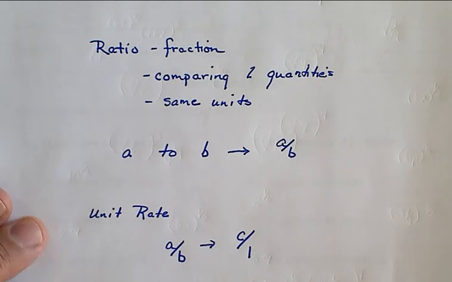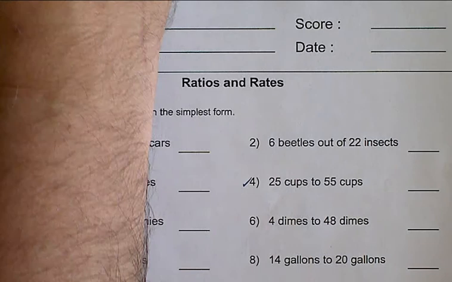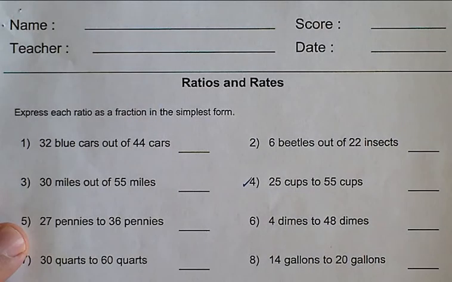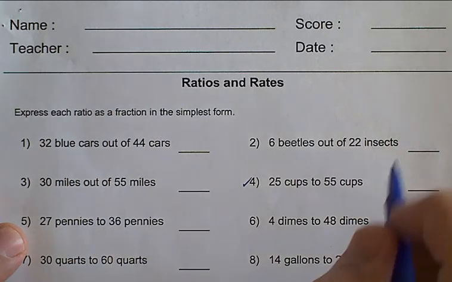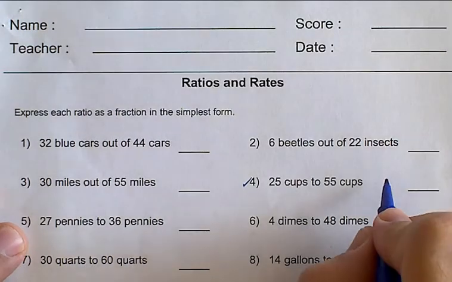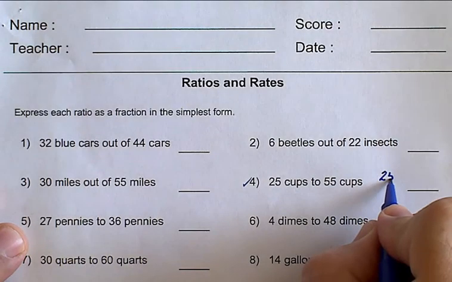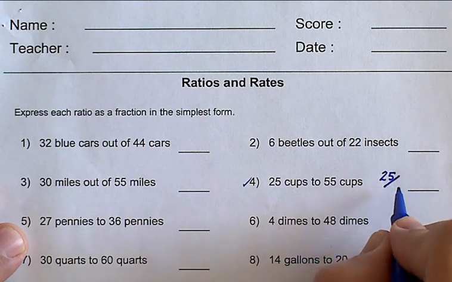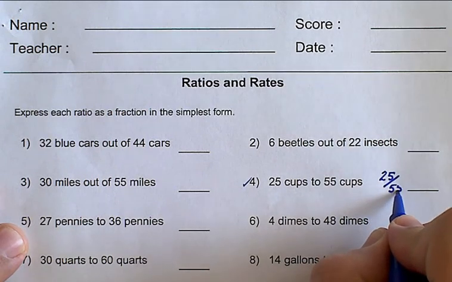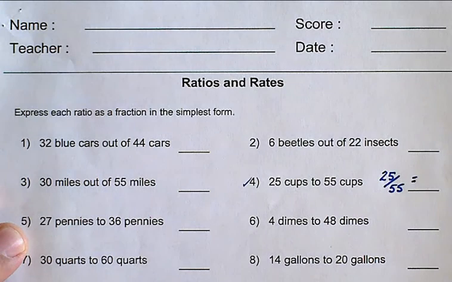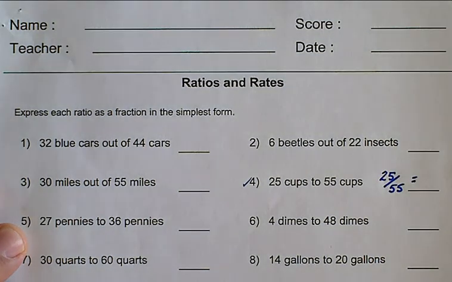So I have a couple problems I have picked out. Okay, number 4 says I want to compare 25 cups to 55 cups. So what I'm going to do is create a fraction out of those two numbers, 25 out of 55, and then I'm going to reduce. Now you can use your calculator to reduce these down. You can do them by hand. None of these numbers get real big. But remember, to reduce a fraction, you divide out the greatest common factor.